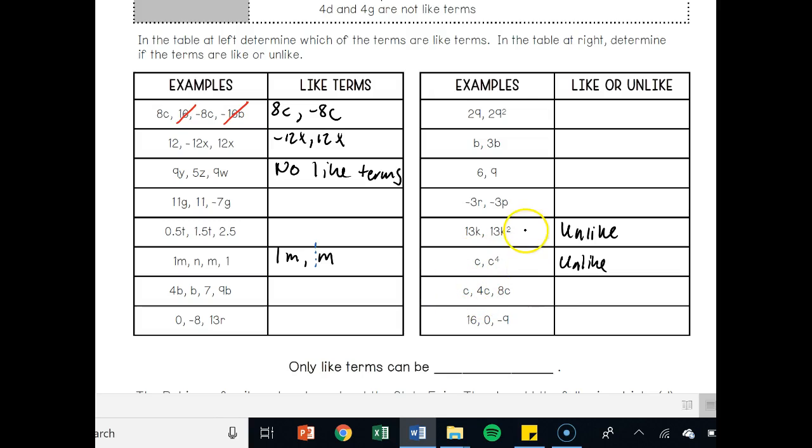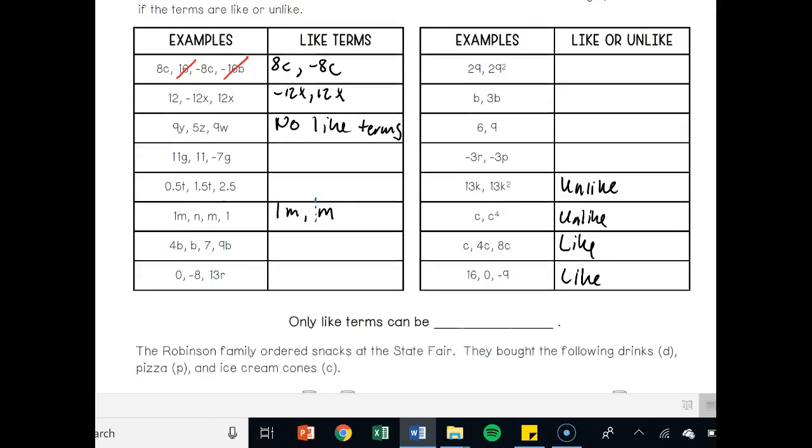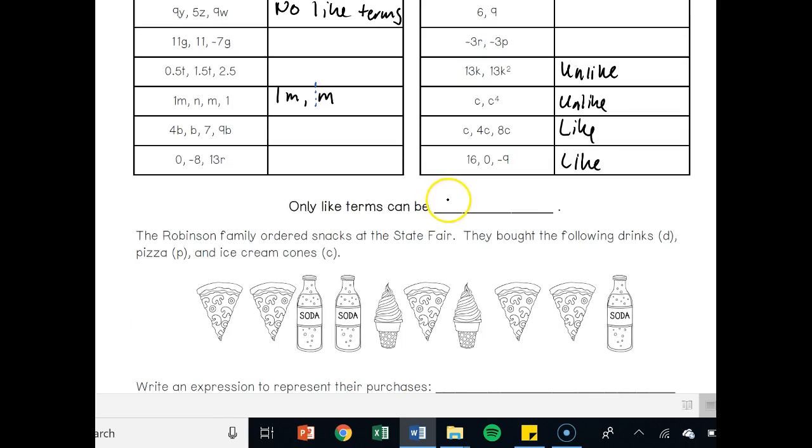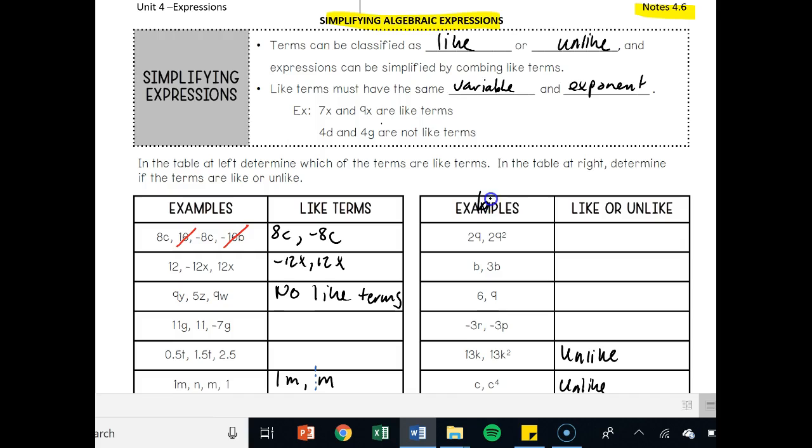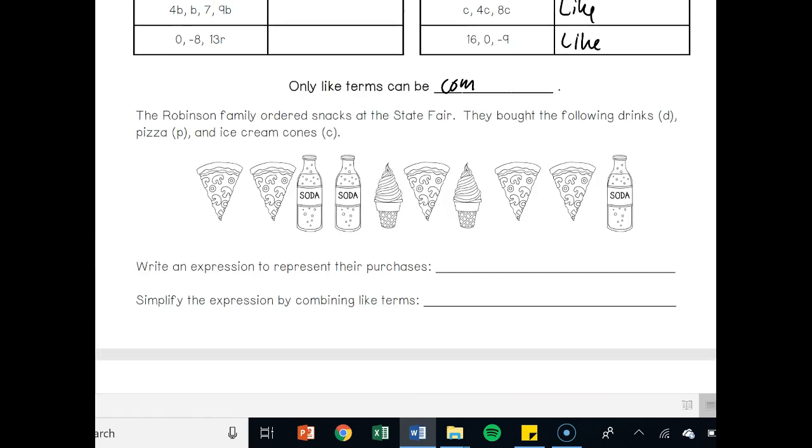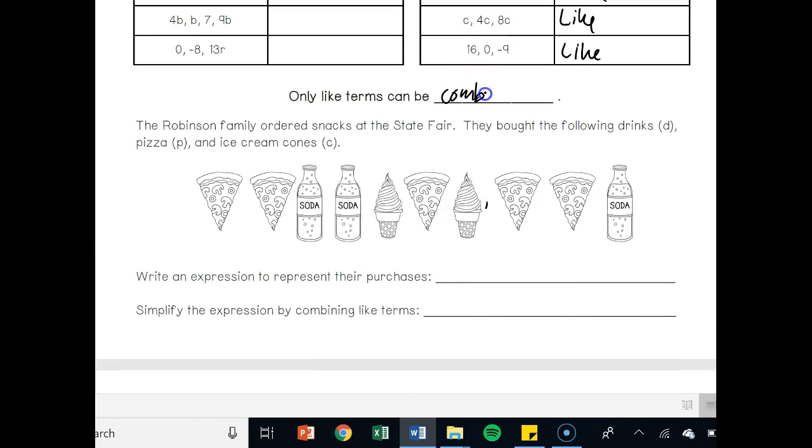c, 4c, and 8c, those are like terms because they all have the same variable and same exponent. They don't have an exponent, right? But they're all c. 16, 0, and negative 9, those are like terms because they're all constants, right? I could add those numbers together, okay? So key point here, only like terms can be combined. And again, like terms have the same variable and same exponent.